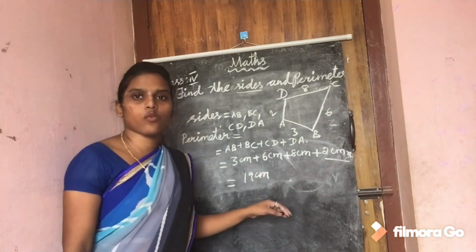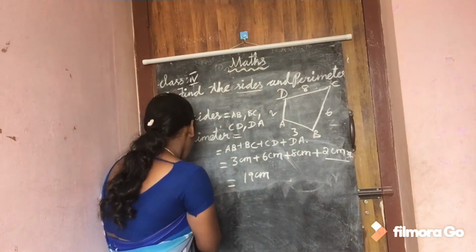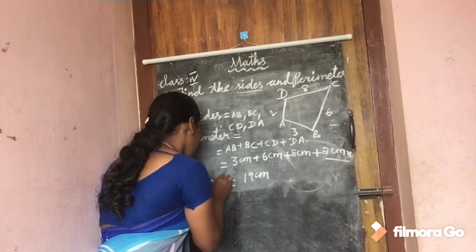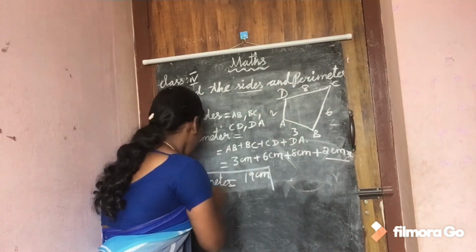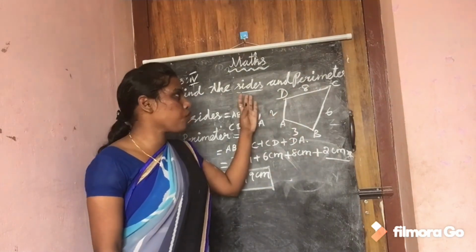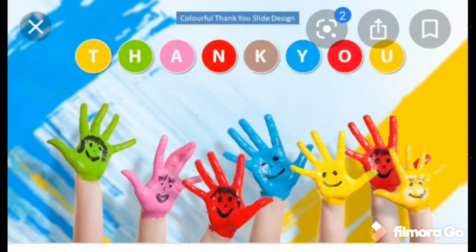Okay, so we have 1 more centimeter here. So keep 17 in your mind and take 2 fingers. 17 after 18, 19. So the perimeter is what? 19 centimeter. You have to write perimeter spelling here. Perimeter equal to 19 centimeter. Okay, children, I hope you understood how to find the sides and perimeter. Children, I will send the homework in WhatsApp. You check it and do the homework and send it to me.